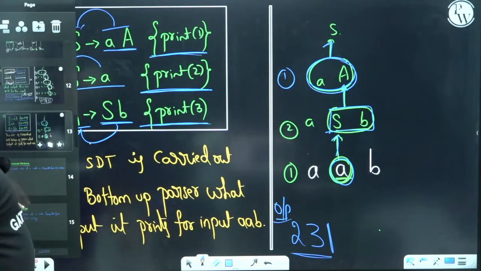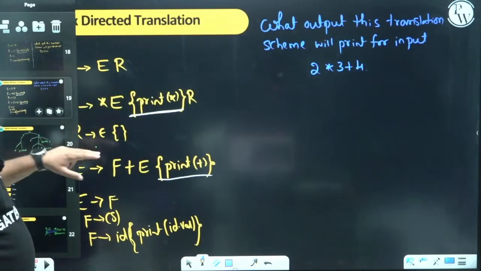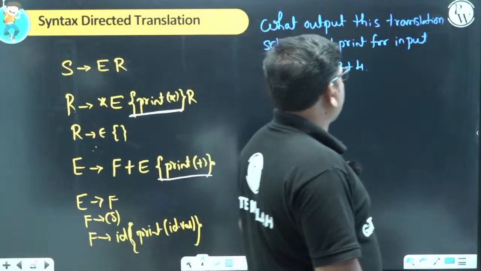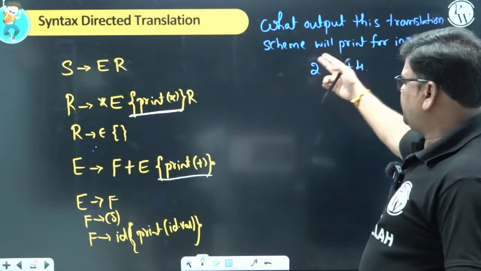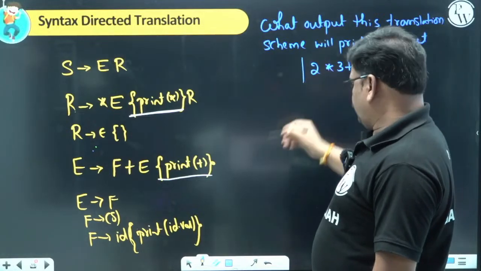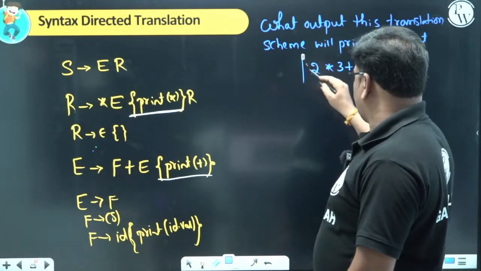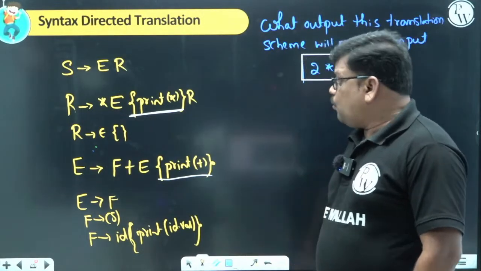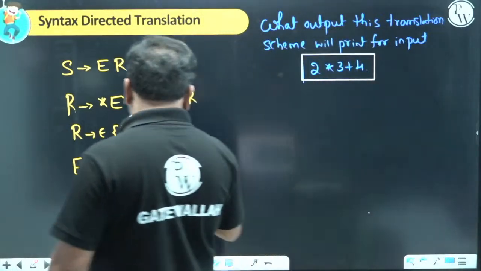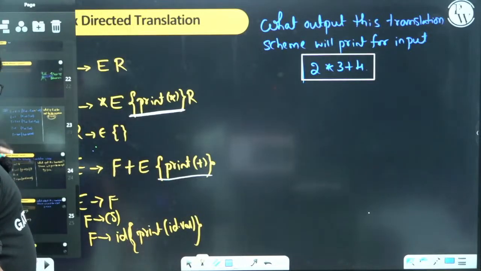Sometimes we have some more SDTs of this kind. Look at this SDT. What output will this translation scheme, SDTs can also be called a translation scheme, print for the input 2 star 3 plus 4? This is our input. The question is, what is the problem here? Look at this SDT, rules are there in the middle. There are so many SDTs in which rules can be in the middle also.